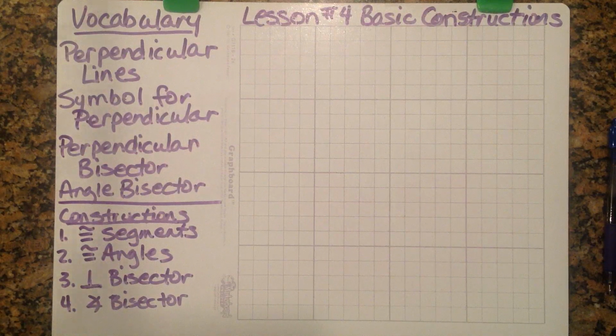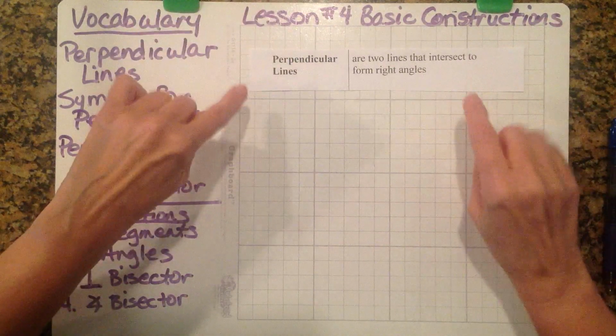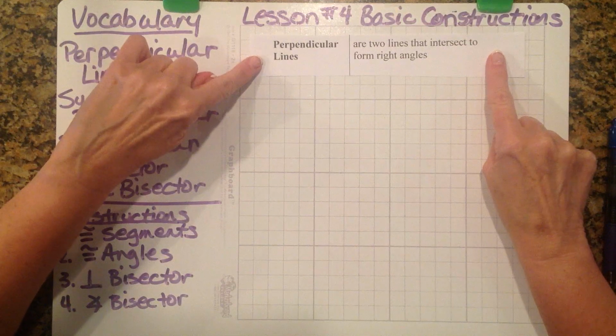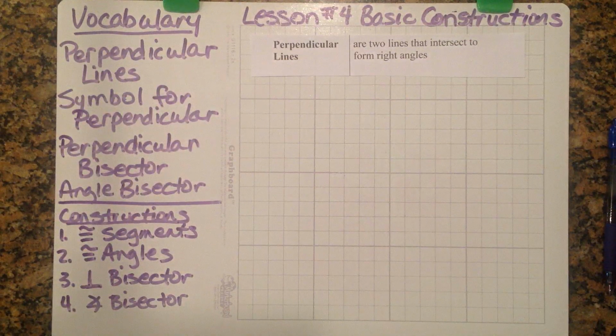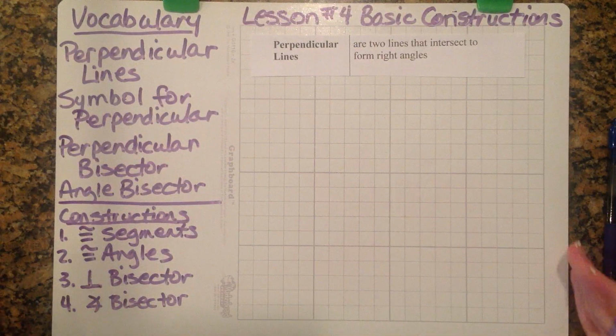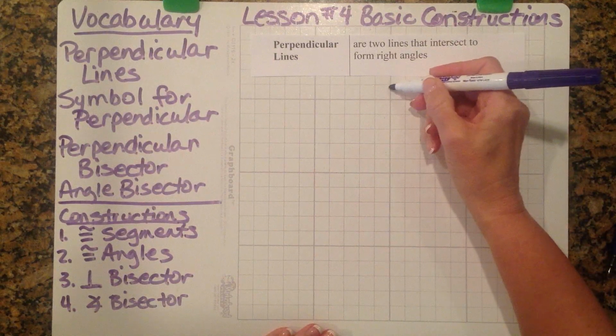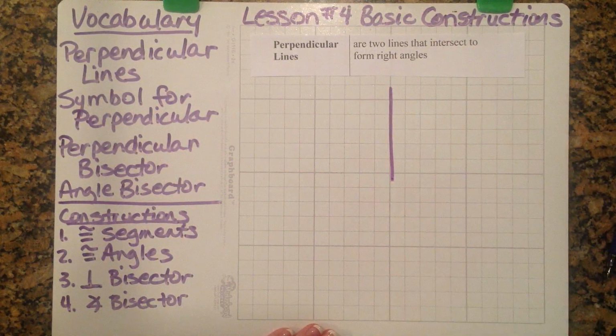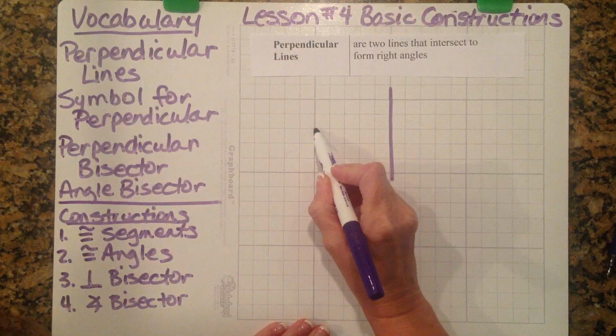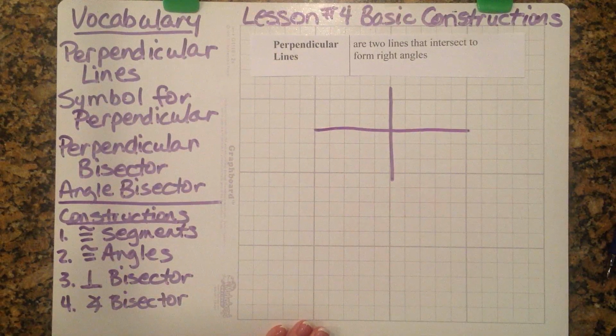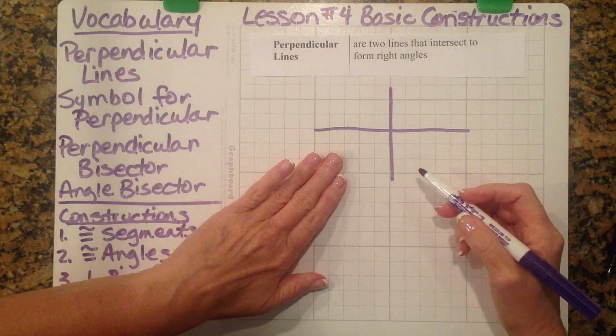So let's look at our first vocabulary word, which is perpendicular lines. Perpendicular lines are 2 lines that intersect to form right angles. So basically, I'm just going to sketch this out right now. In just a minute, we're going to do a construction of an angle bisector, but I'm just going to sketch it. So if I had 2 lines, one going up and down, and let's say one going left and right, I'm going to have those intersect to form right angles.